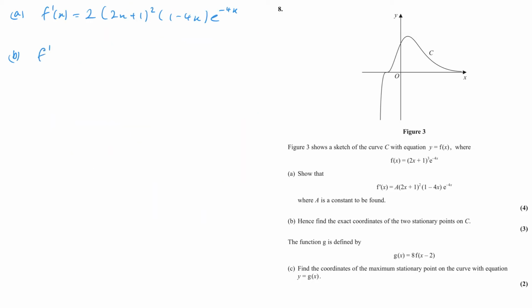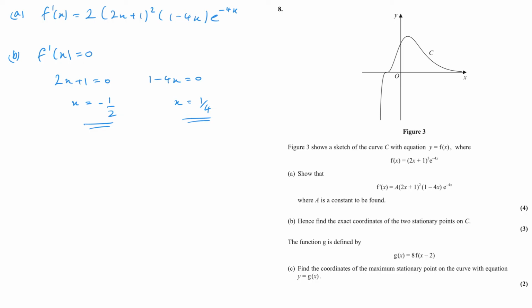So B, we're looking at f dash of x equaling 0. So when it equals 0, the brackets are going to be 0. So 2x plus 1 equals 0, and 1 minus 4x equals 0. So x equals minus a half. Take the 4 over there, so x equals 1/4. So there's my answers.